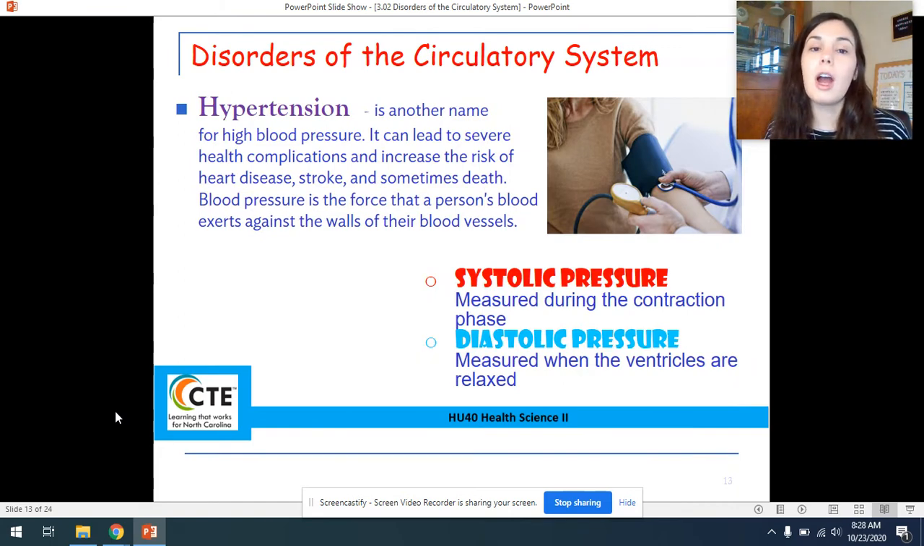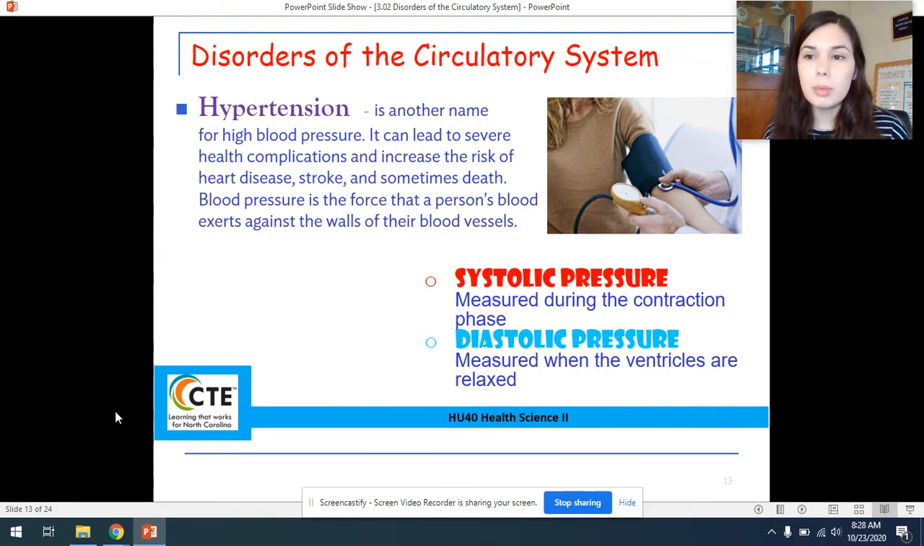Hypertension is another name for high blood pressure. It can lead to severe health complications and increased risk of many other circulatory disorders such as heart attacks, strokes, and even increased risk of death, depending on how high the blood pressure is. Blood pressure is the measurement based off of the force of a person's blood as it travels against or through the arteries.